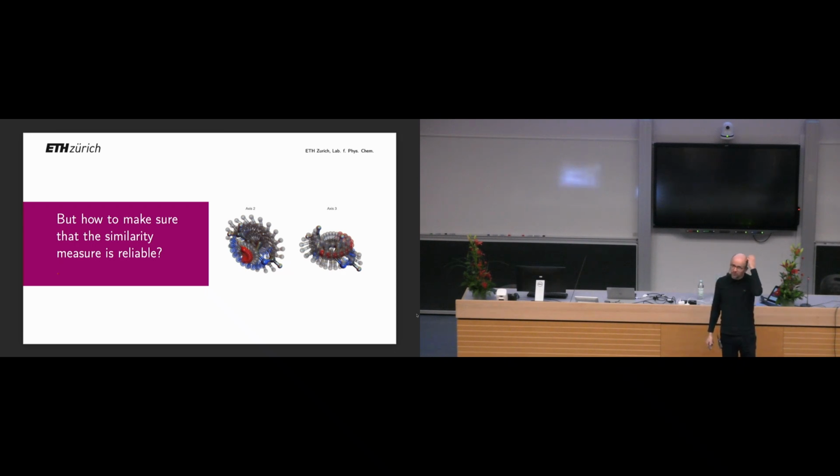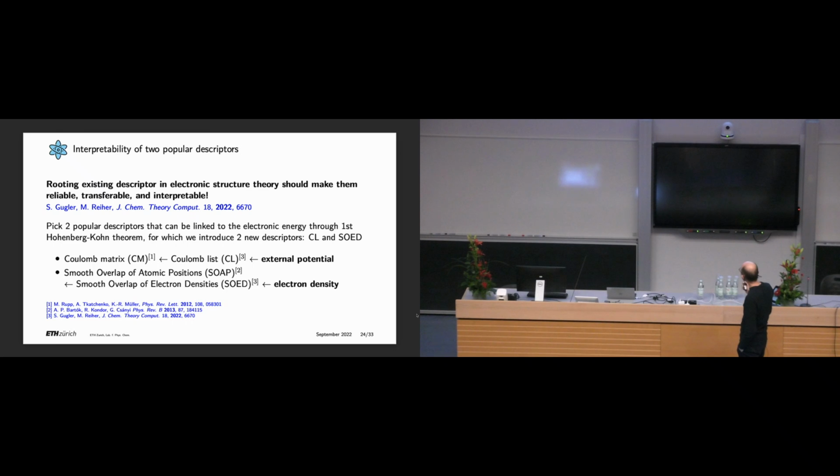Okay, now the question of course is how reliable is this? Because for an obvious reason it will depend on the molecular similarity measure, right? So let's look into these measures. The idea is that we want to root the descriptor in electronic structure theory in order to understand it. So this is not a machine learning or big data perspective, this is a quantum chemistry perspective, because we believe that it is then reliable, transferable, and interpretable.